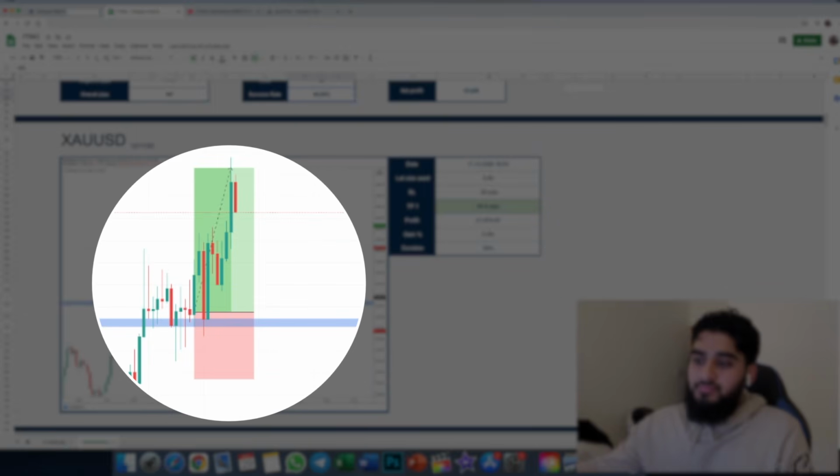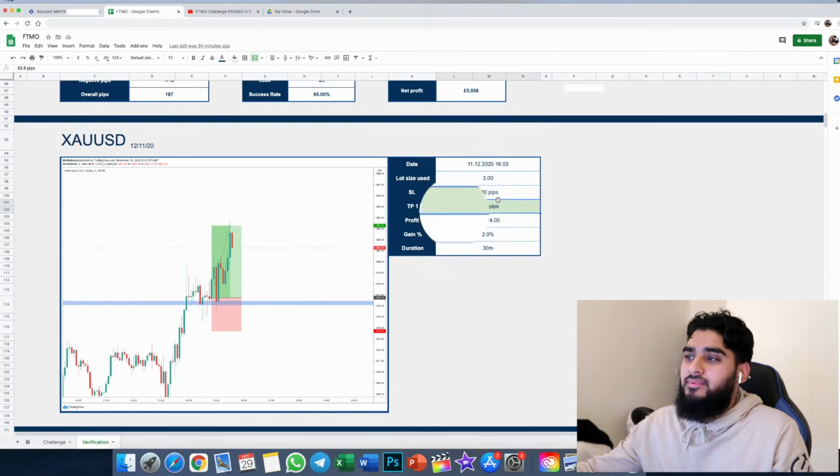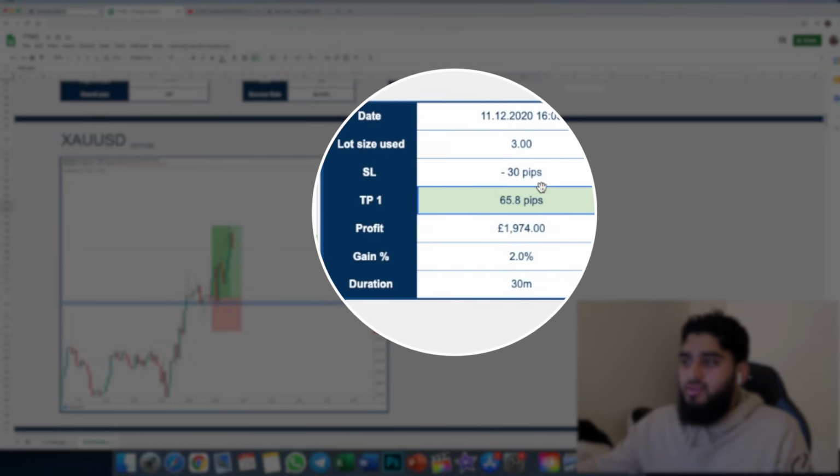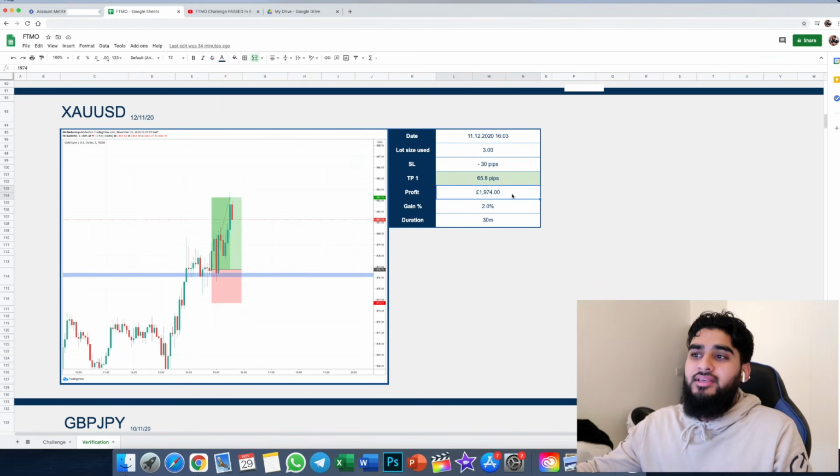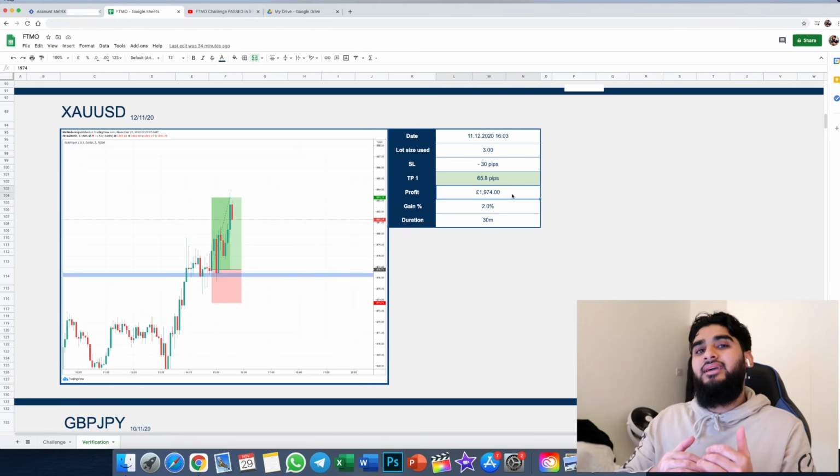And here is the first biggest trade that I had in this challenge, which was gold. It was actually a break retest on gold. I took this trade with 3 lots with a 30 pip stop loss. This trade played off really nicely. Literally after 30 minutes of entering this trade, it hit TP, and this gave me a total gain of around 2%.